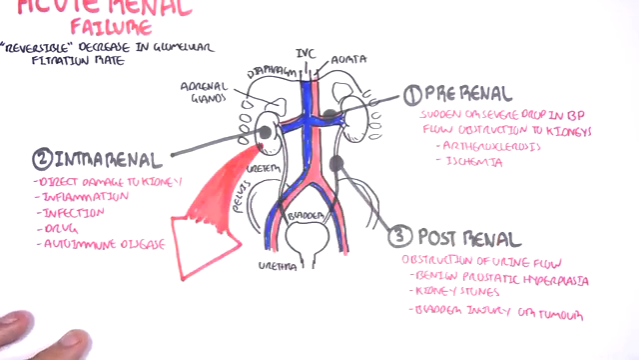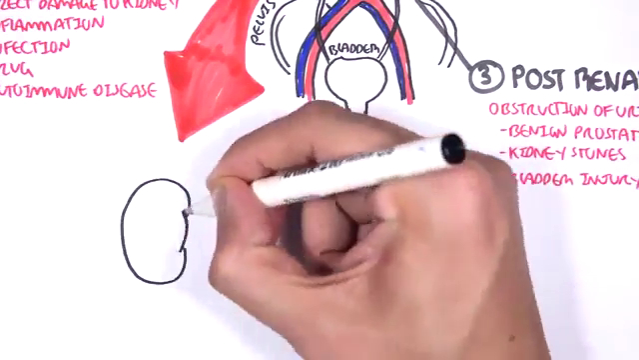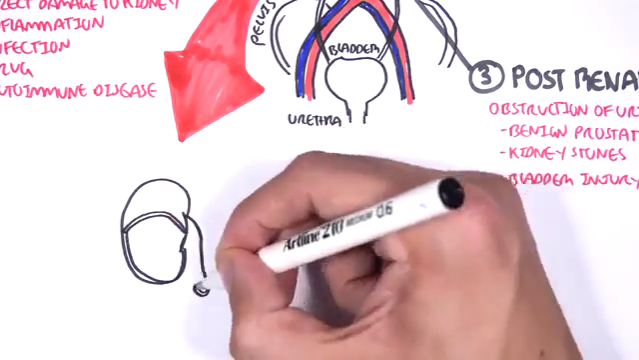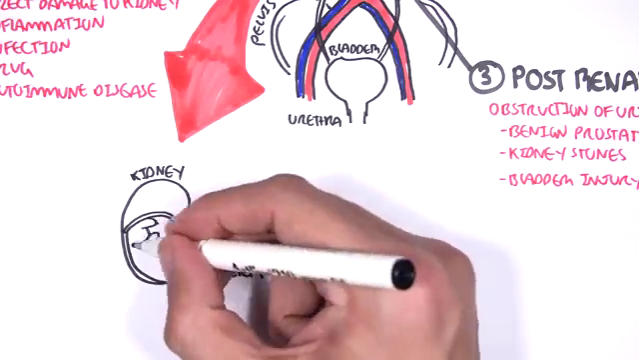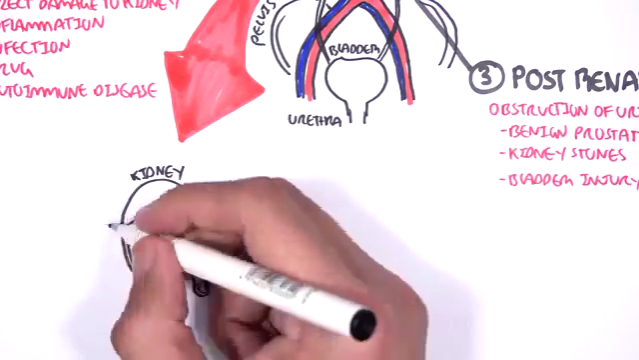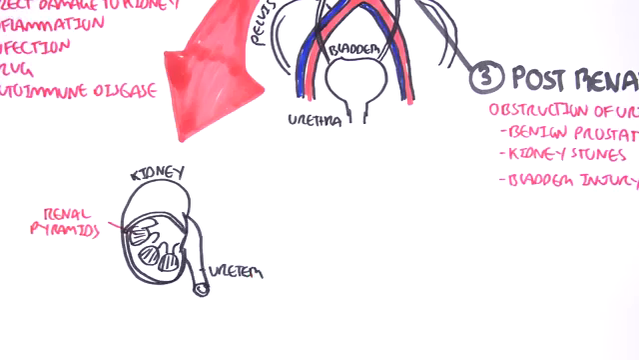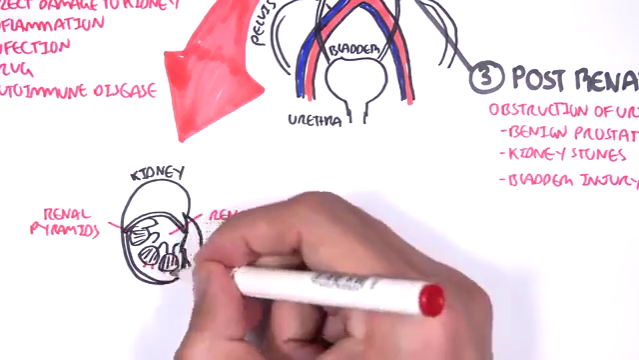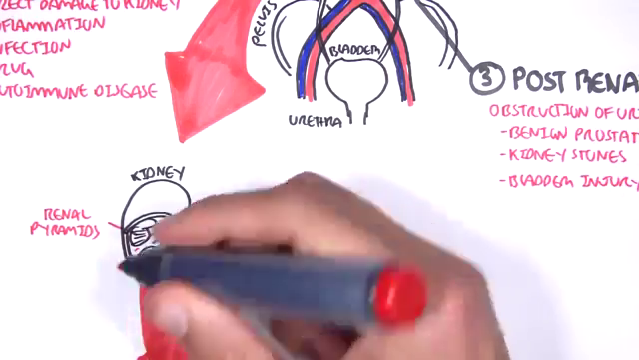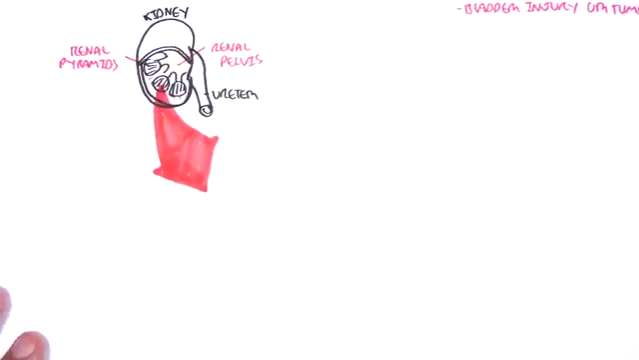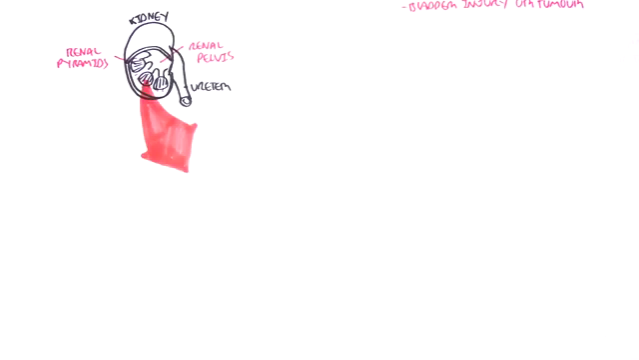Now, before we look into that, we should just quickly brush over the anatomy. So here I'm drawing the right kidney, the ureter, the renal pelvis, the renal pyramids, which are within the renal medulla. And around this area are the functional units of the kidneys, which are called nephrons. So let's just zoom into one of these nephrons. So here I'm drawing one nephron.